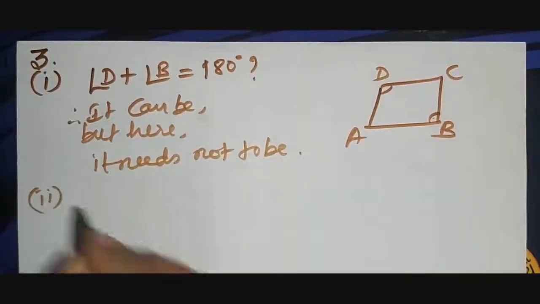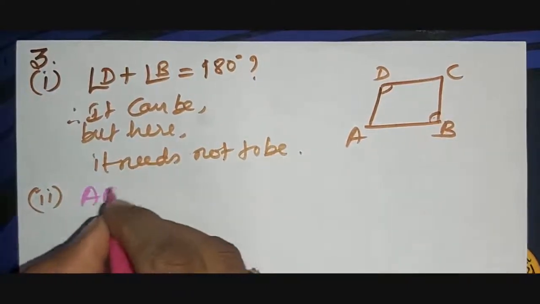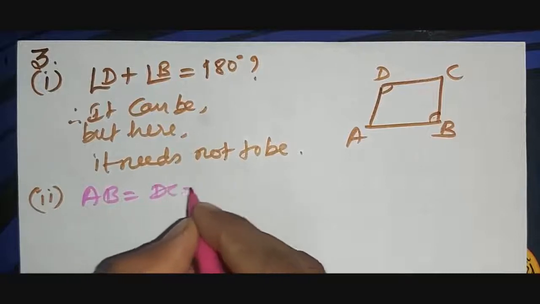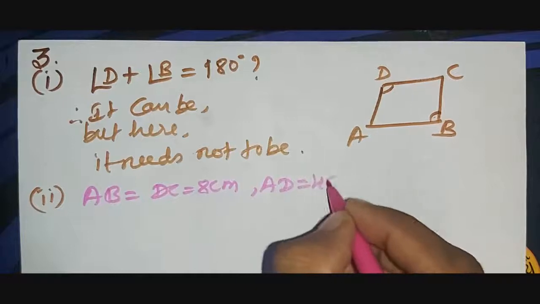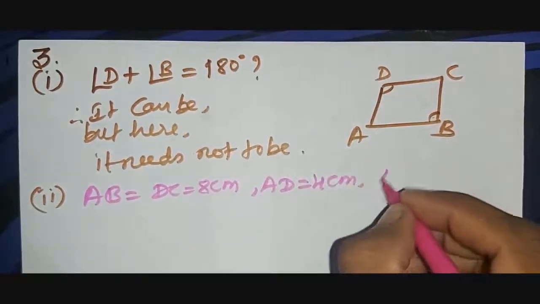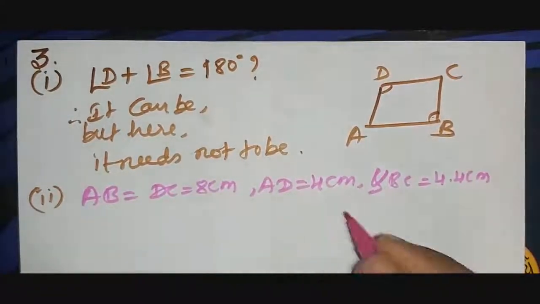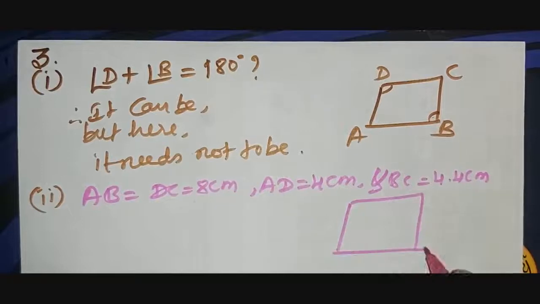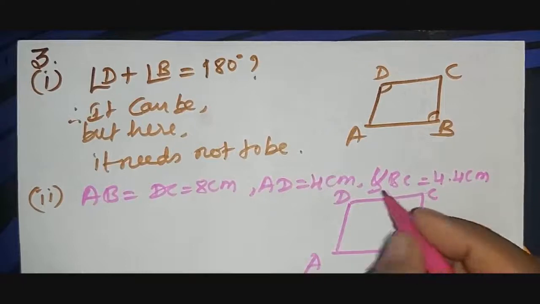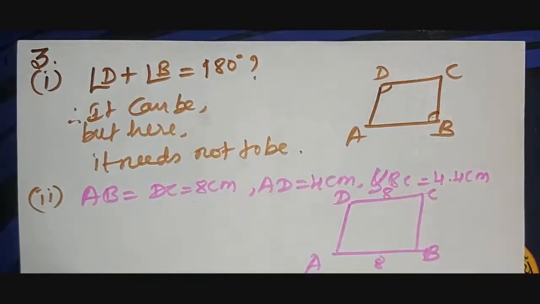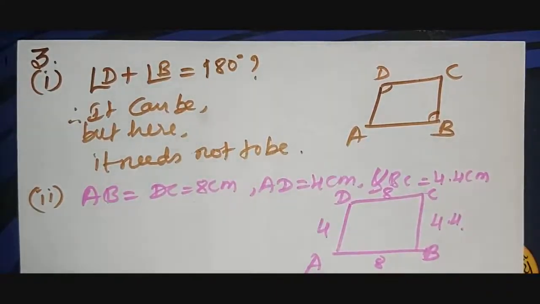Okay, and the second question. What have they given? AB is equal to DC is equal to 8 centimeters, and AD is equal to 4 centimeters and BC is equal to 4.4 centimeters. Okay, see now, I will draw a parallelogram ABCD. Here AB and DC are given as 8 centimeters, the same opposite sides. And AD is equal to 4 and BC is equal to 4.4. It is not possible, right?